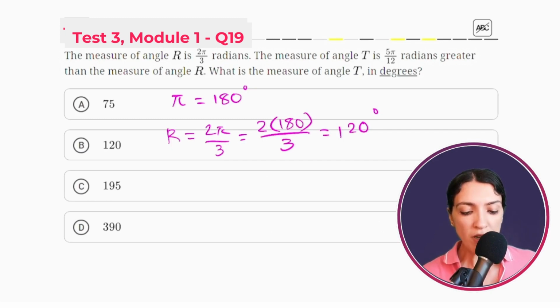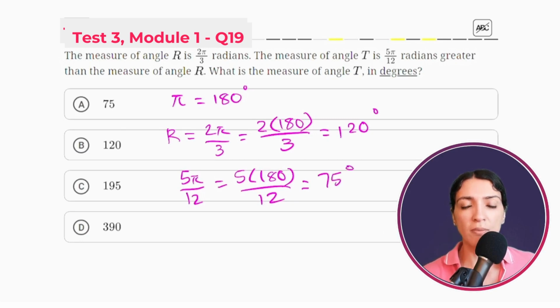Now the other number that's given is 5 pi over 12, which if we replace the pi by 180, we'll get that to be 75 degrees. And we're asked to find angle T, which we're told is basically 75 degrees more than 120. So we'll add these two numbers up, and T will be 195 degrees.